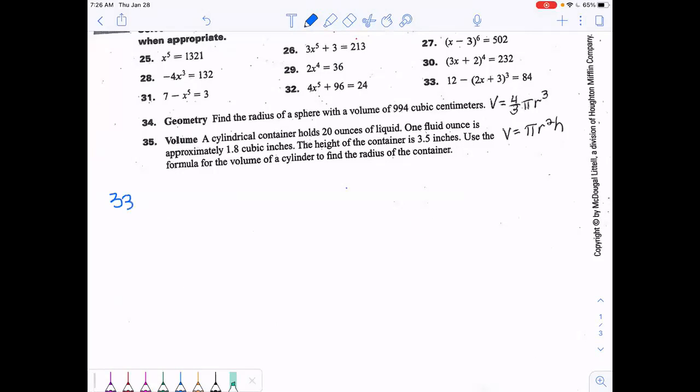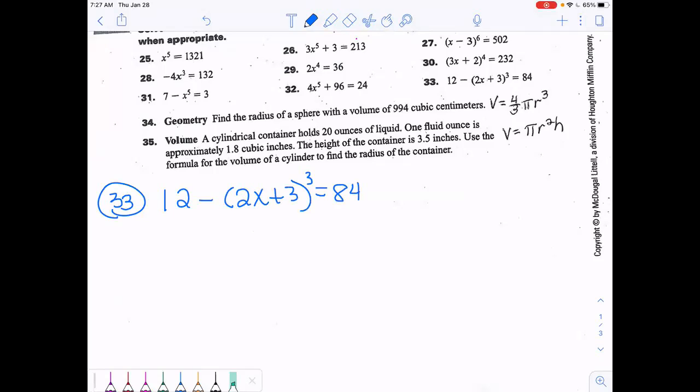So we're going to work through this one, getting an exact answer because that will be the expectation. So can you work through it exact? Really, the steps are the same, except your answer shouldn't be a decimal. It should have a radical in it. So we have 12 minus the quantity 2x plus 3 cubed, equal to 84.